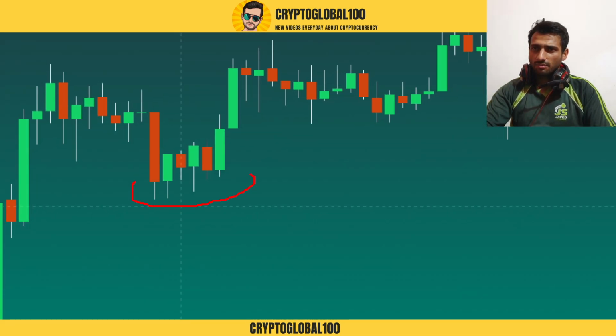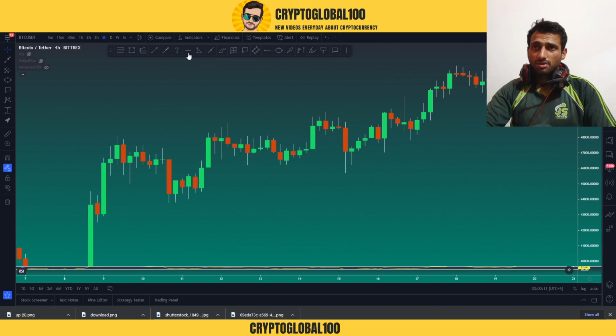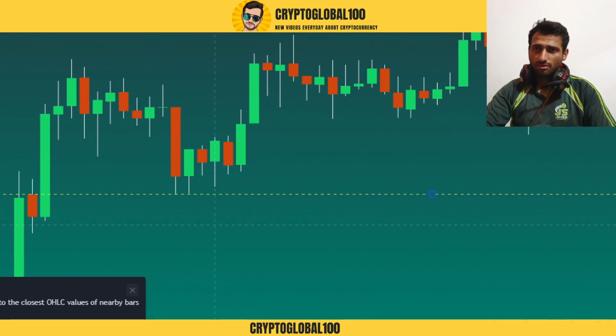At this area, the price is ignoring this area. It is not falling below, okay. It is getting rejected from this area, bouncing off. So what I'm going to do is draw a level around this area. Let me turn on the magnet tool at this area, okay.